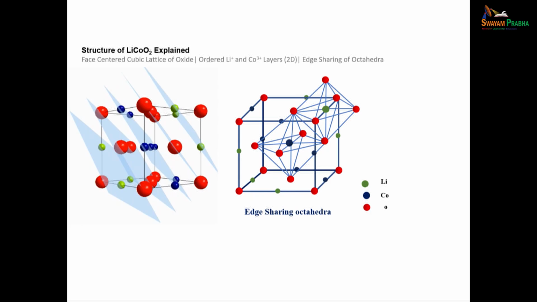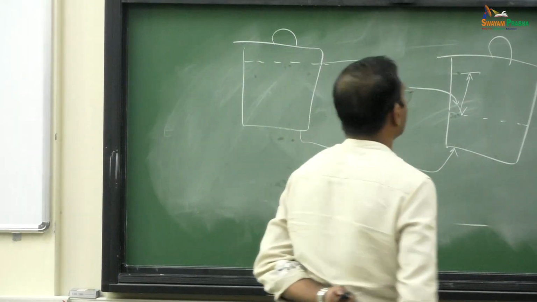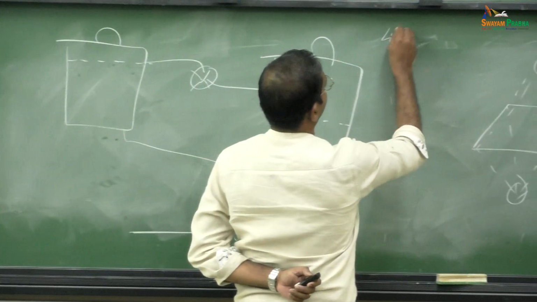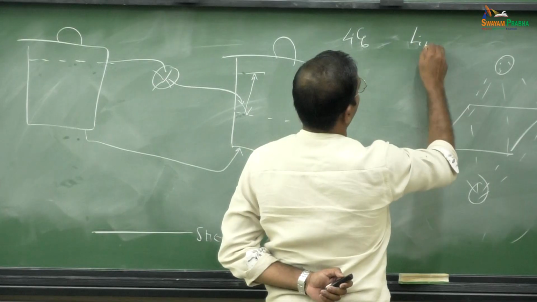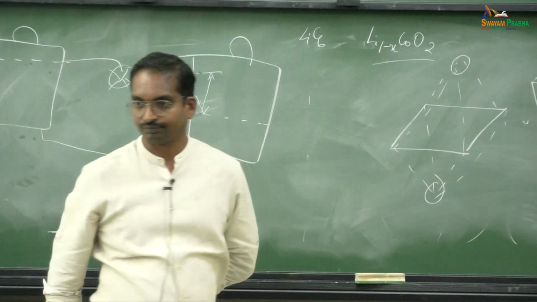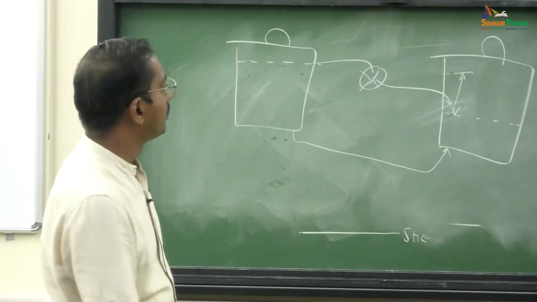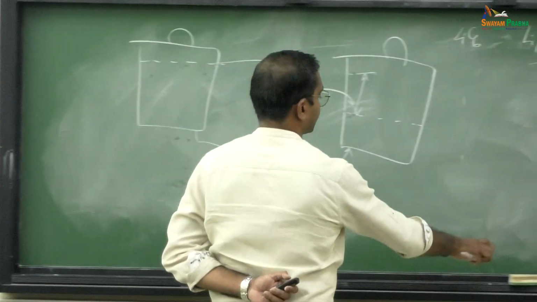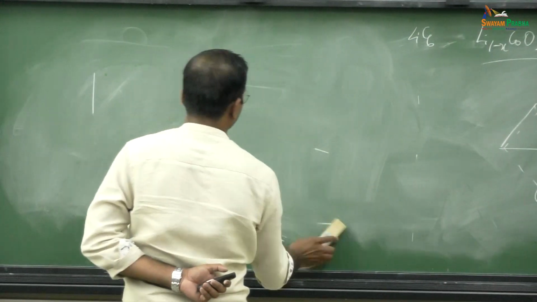So, now let us go to the actual thing. Lithium ion battery: you have lithiated graphite as anode, and then you have Li(1-x)CoO2, or lithium cobalt oxide, as cathode. Before explaining what is the lithium cobalt oxide structure, let me explain what is the sodium chloride structure.